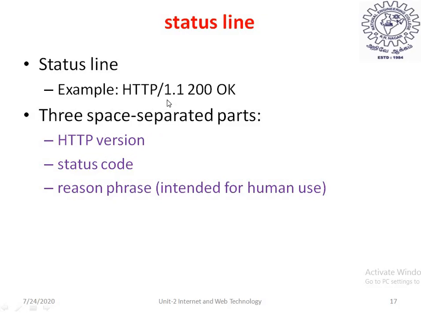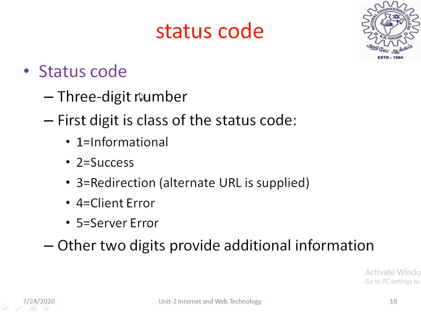And version here is the client, they are using the version 1.1, HTTP 1.1. Let us discuss in detail. Status code, so it's a 3-digit number. The first digit is a class of the status code. So 1 means informational, 2 means success, 3 means redirection, 4 means client error, and 5 means server error. Other 2 digits provide additional information.